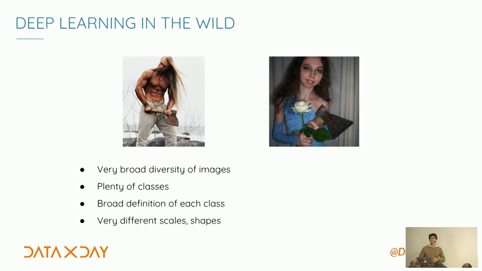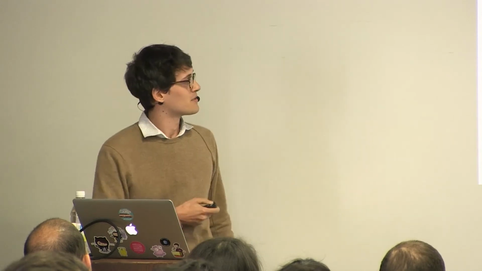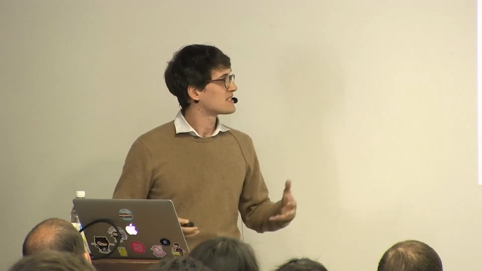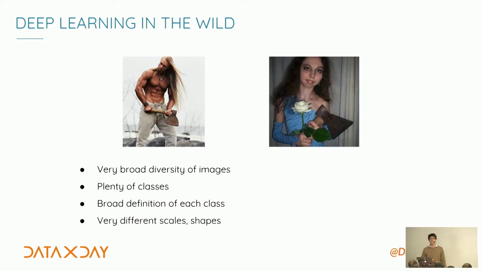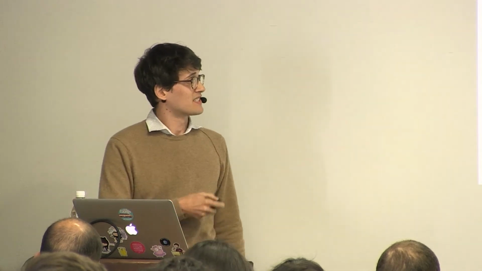When you're in the wild, which means you do not have constraints of domain of input, you will have these images that pop up and count as false positives. So when you have very broad diversity of images, a lot of classes which are maybe too wide, and very different scales or shapes, the problem becomes really, really difficult. Much more difficult than identifying a disease from an image that is always exactly taken in the same kind of position, etc., etc. Okay? So this is quite complicated.